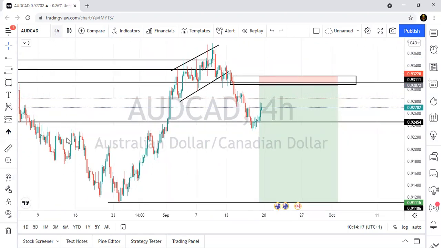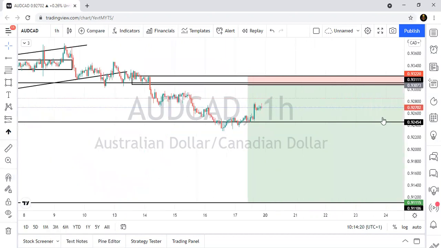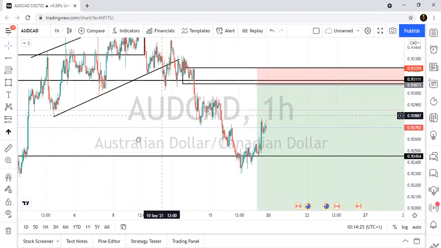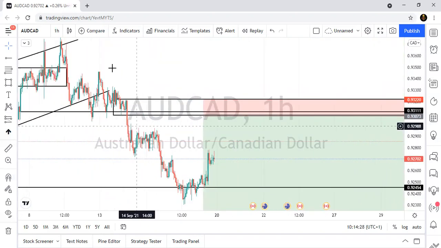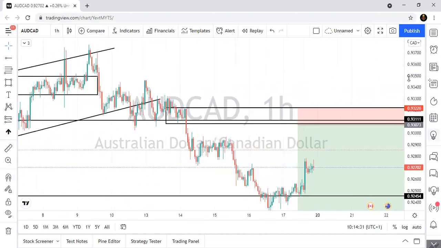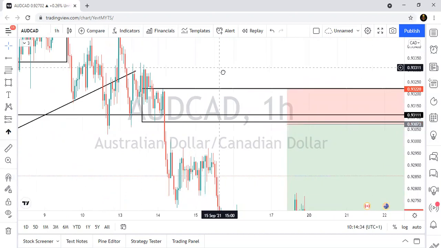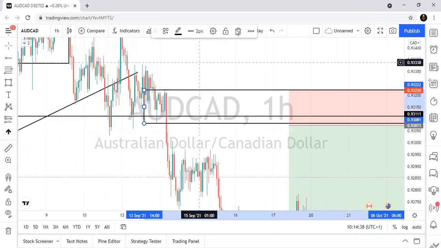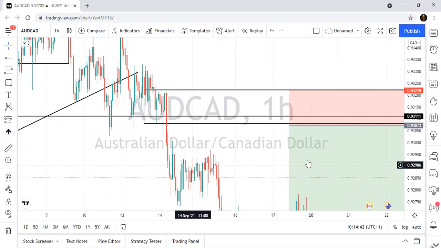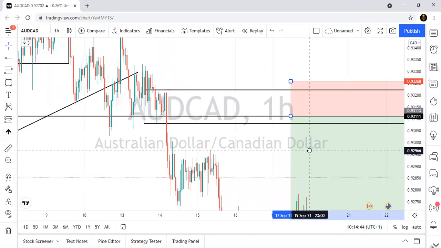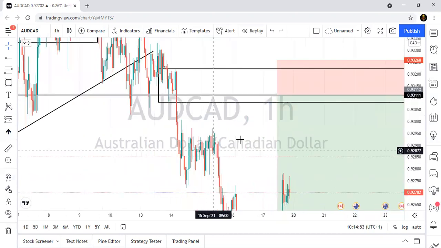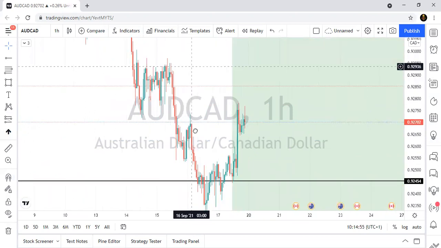So this is what we're expecting on this pair. This is AUDCAD. Let's go on a 1 hour time frame. On the 1 hour, this is our area, our entry, and the 1 hour time frame is even more clear. So let us refine it a bit here. It's going to be from here. All right, there we are now.